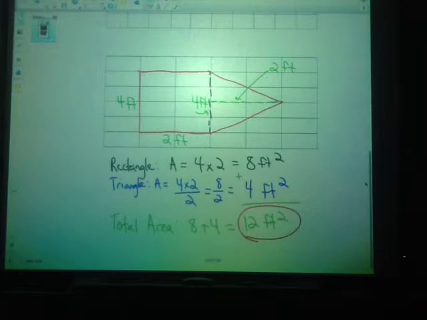So when I'm getting the area of my triangle down in blue, I want to do 4 times 2 for the base times the height. Divide that by 2. 8 divided by 2, which would be 4 feet squared. And notice I have a total area, 8 plus 4 would be 12 square feet.